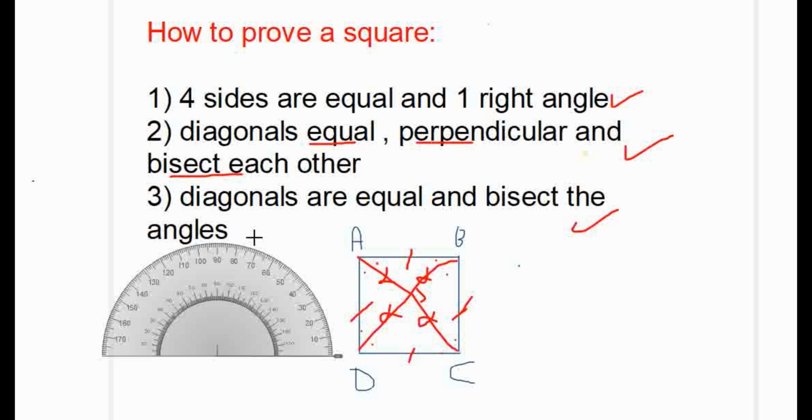We are going to see more. Number 1 and number 2 are the methods we usually use to prove squares, more than the third one. Okay, so you need to memorize them, and that's everything for this video.